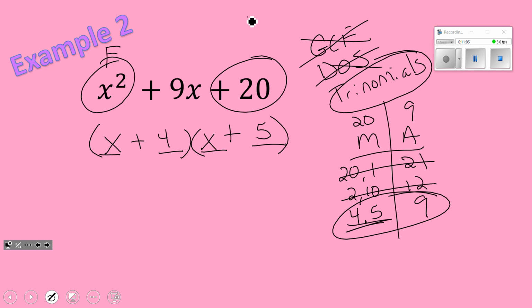Commutative property. The commutative property says 3 times 4 is the same thing as 4 times 3. It doesn't matter what order you multiply them in. Okay? So it would be okay to switch them as long as their signs are correct.